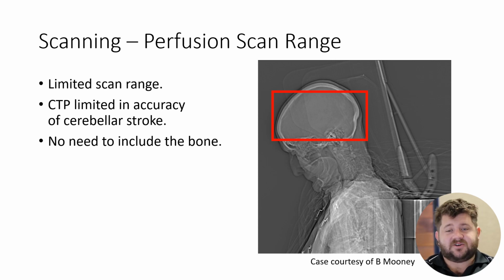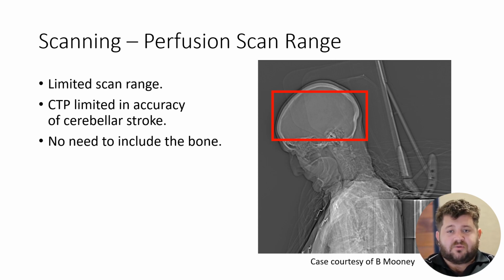Next, we're going to look at the scan range that we want to set up for our perfusion scanning. The reason this is particularly important is because we've got a limited scan range, as I've mentioned quite a few times. Research on CT perfusion in the assessment of the cerebellum isn't readily available, although most perfusion research states that it is of little significance. This is mainly due to artifact from adjacent structures, such as the base of skull, limiting its usefulness.